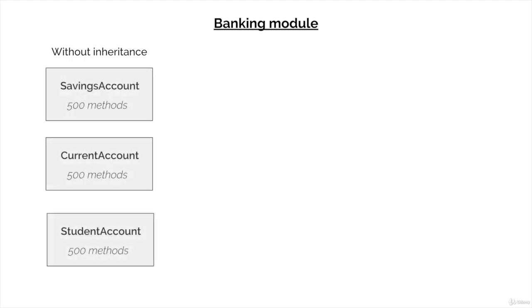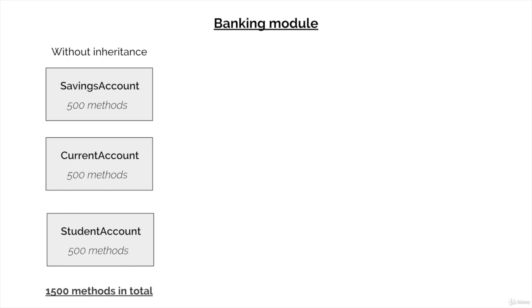So without inheritance, you will have different kinds of accounts in the bank, which are savings account, current account, and student account. To have the functionality of a savings account in your module, you need 500 methods, and similarly for the current account and similarly for the student account.